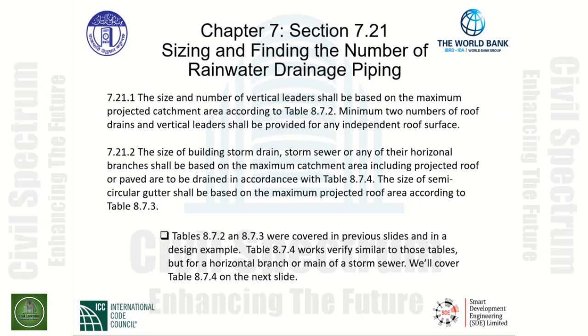Section 7.21. Sizing and finding the number of rainwater drainage piping. Specifically, 7.21.1 indicates the size and the number of vertical leaders shall be based on the maximum projected catchment area according to Table 8.7.2. Minimum 2 numbers of roof drains and vertical leaders shall be provided for any independent roof surface.